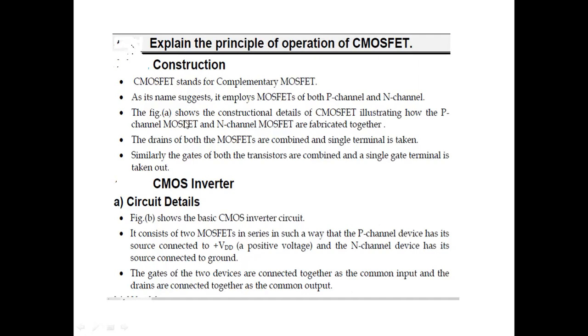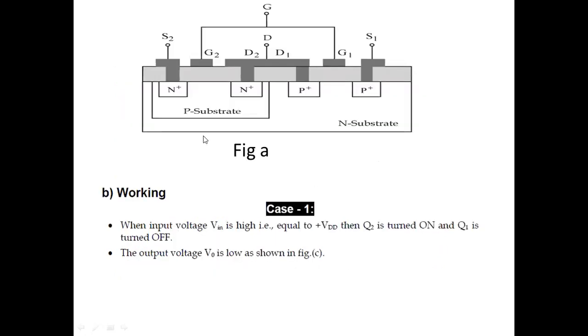CMOSFET construction. It employs both the N channel and P channel. Okay, a single CMOS consists of both N channel and P channel MOSFETs. So these constructional details are shown in this figure.